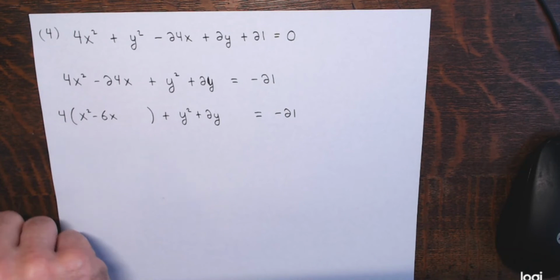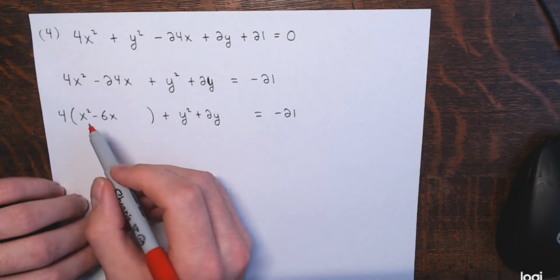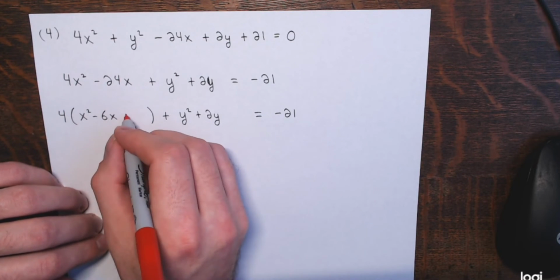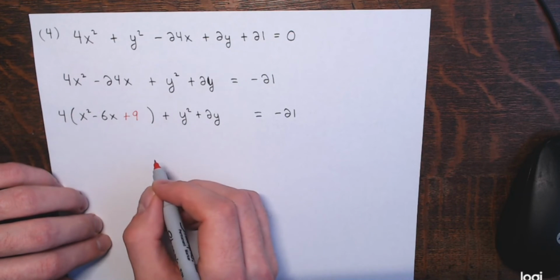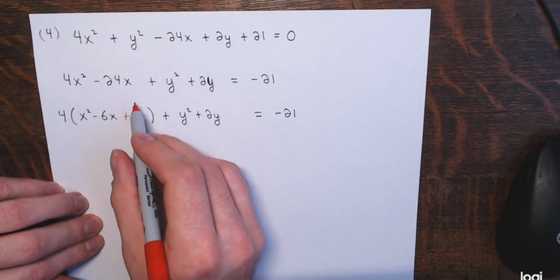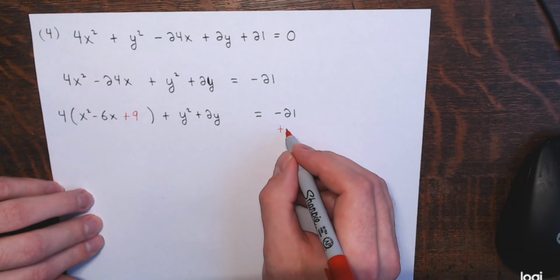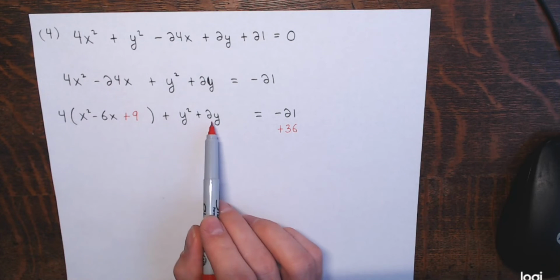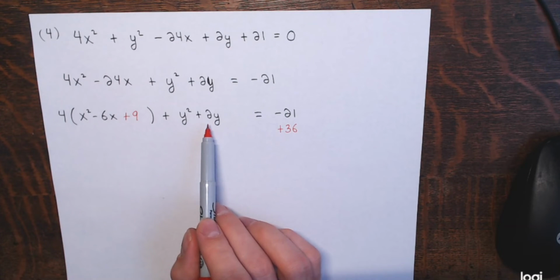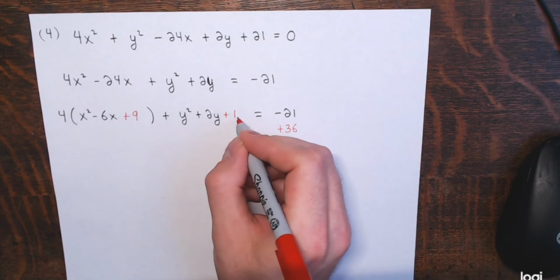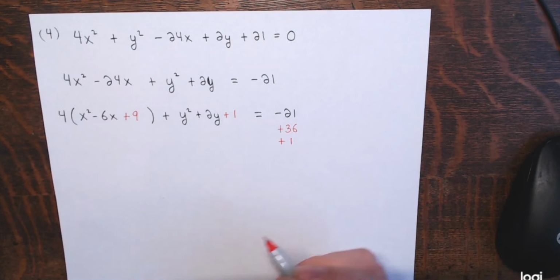Now comes the completing the square part. On the x's, x squared minus 6x, I'd have to add 9. But don't forget, if you add 9 in the parentheses here, I factored out a 4. So really that's adding 36, 4 times 9, to the left side. So I must add 36 to the right side to keep it balanced. Now in the y terms, I don't have to worry about what I factored out because I didn't factor out anything. So y squared plus 2y, I would just add 1 to complete the square on the y's and then just add 1 to the other side.